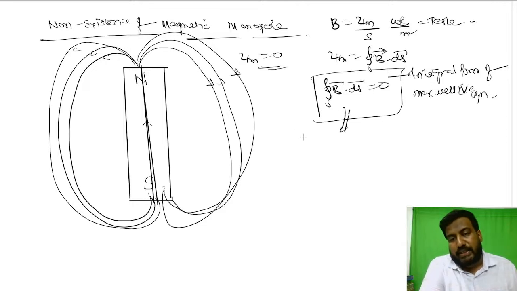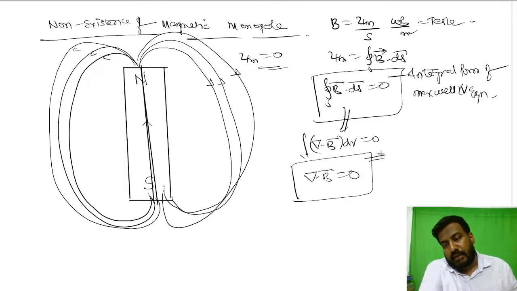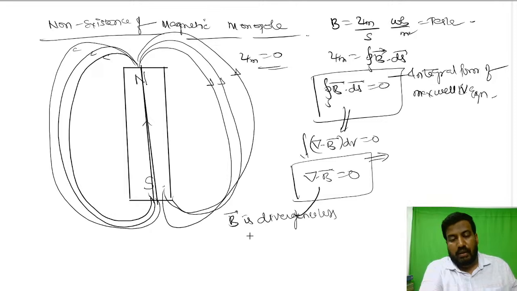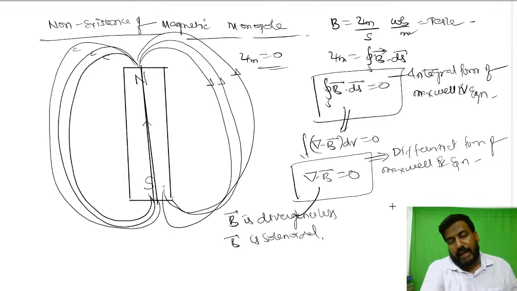If you apply the divergence theorem on this, the volume integral of del dot B dV is equal to 0, which implies del dot B is 0. The divergence of magnetic flux density is 0, therefore implying that B is a divergence-less field, no divergence, or it is also called B is solenoidal. This is the differential form of Maxwell's fourth equation.